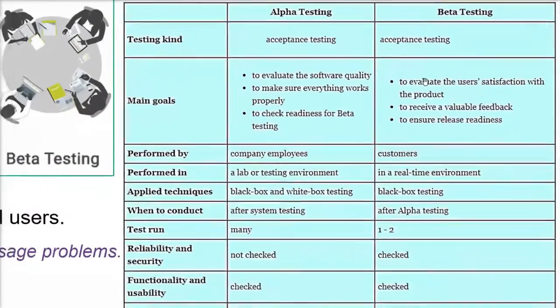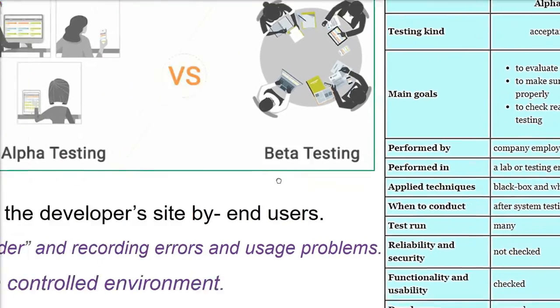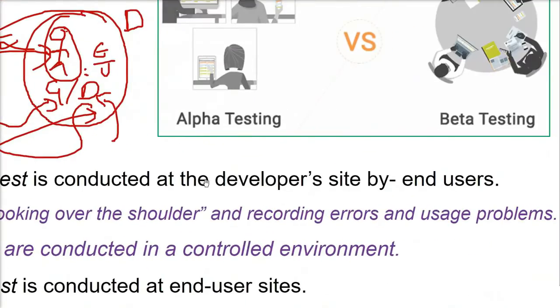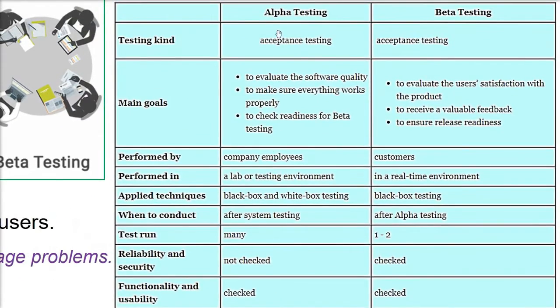Let us see the difference also. Alpha testing and beta testing both are acceptance testing. Alpha testing is done by the company employees or the users at the developer side, where the developer will be present, but only the end user will do the testing. And beta testing is done by the customers or end users at their side, not at the developer side. The developer will not be present.